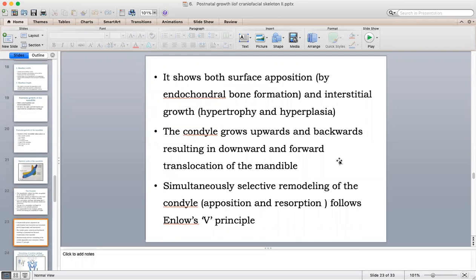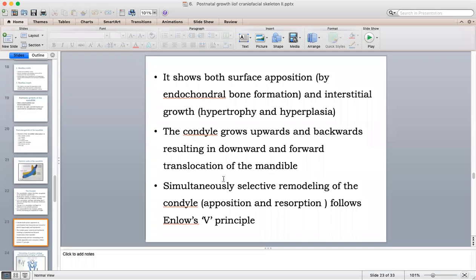It shows surface apposition by endochondral bone formation as well as interstitial growth. That means hypertrophy and hyperplasia, that is, increase in the number and the size of the cells. Also there is apposition on the surface. Now the condyle grows upwards and backwards, resulting in a downward and forward push or translocation of the mandible. Okay, so this is the primary displacement of the mandible.